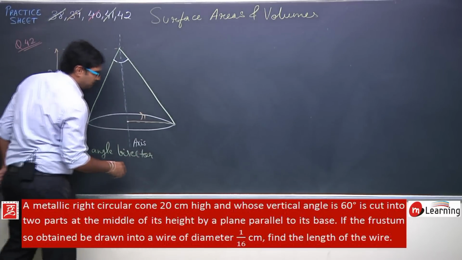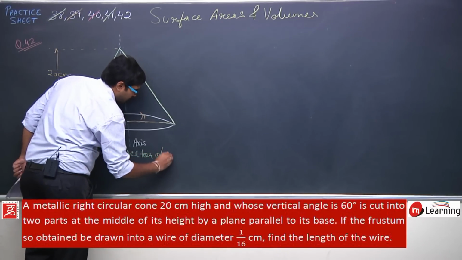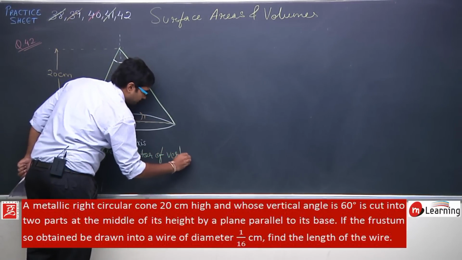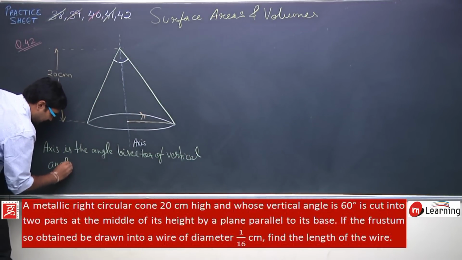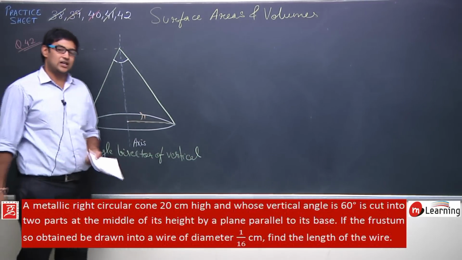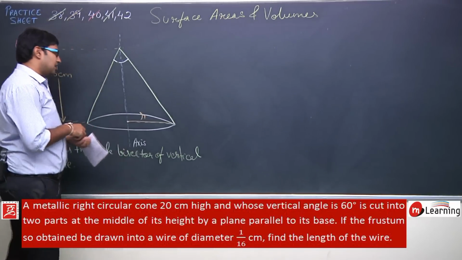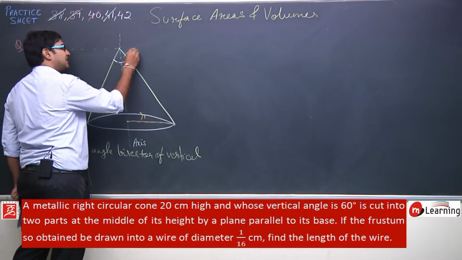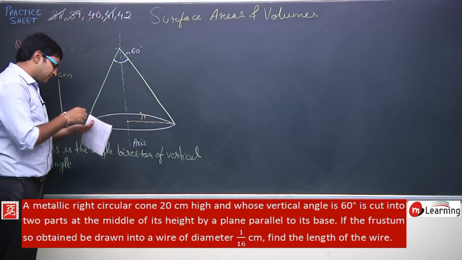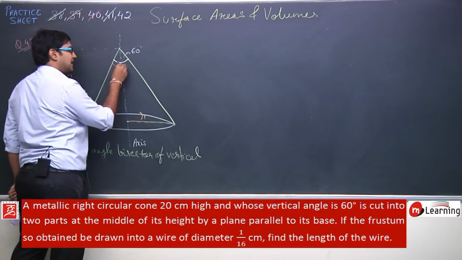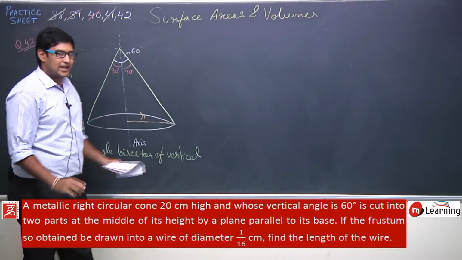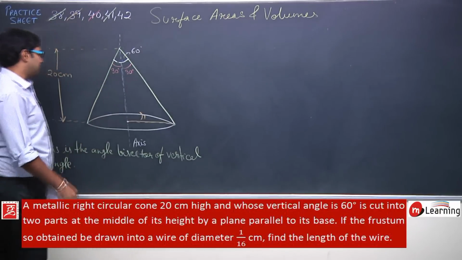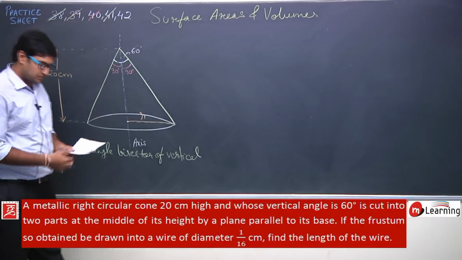Axis behaves as the angle bisector of the vertical angle. So definitely, if this complete angle is 60 degrees, then I will say that this angle is 30 degrees as well as this angle is 30 degrees. Both the angles will be 30 degrees, and we have the height as 20 centimeters.